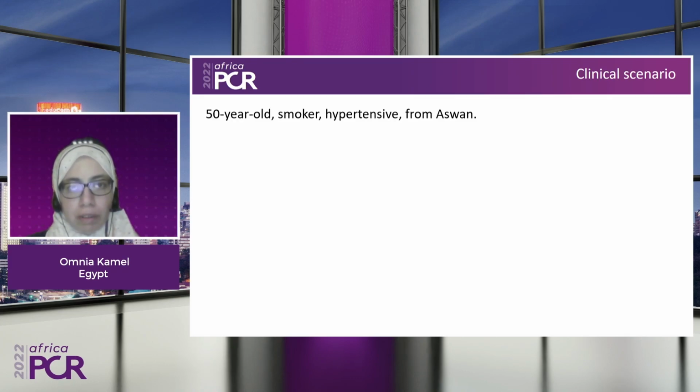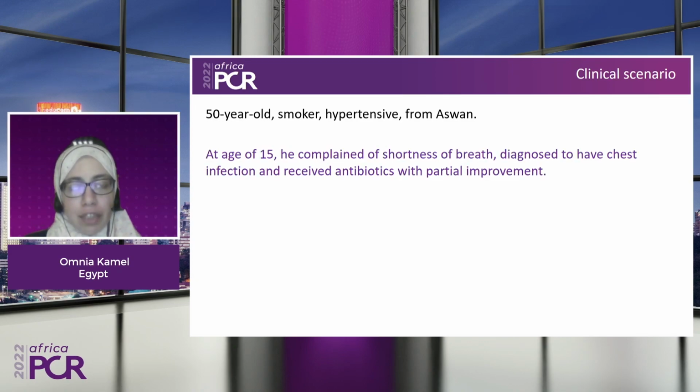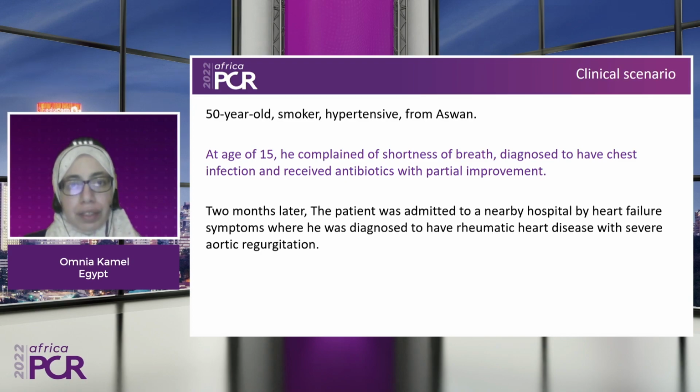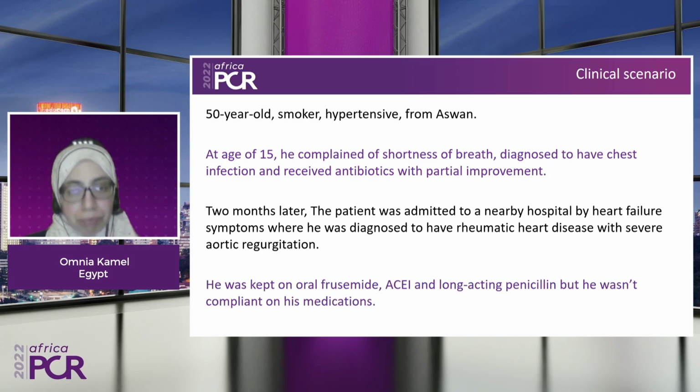He is a 50-year-old male patient, smoker, hypertensive. He is from Aswan. At the age of 15, he complained of shortness of breath, and at this time he was diagnosed to have a chest infection and received antibiotics with partial improvement. However, after 2 months, he was admitted to a nearby hospital with heart failure symptoms, where he was diagnosed to have rheumatic heart disease with severe aortic regurgitation. The patient was discharged on oral anti-failure treatment, including diuretics, ACE inhibitor, and long-acting penicillin. However, the patient was not compliant on his medications.